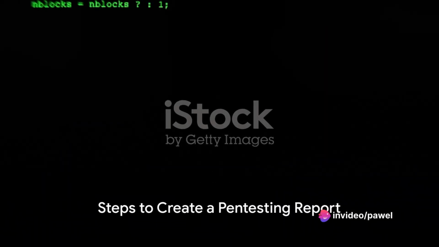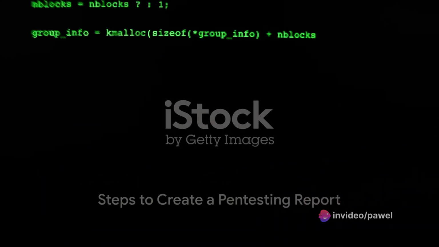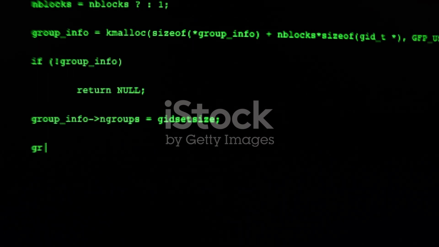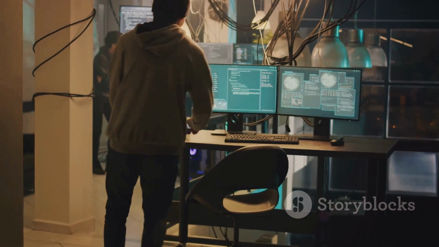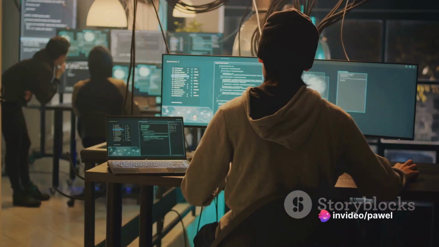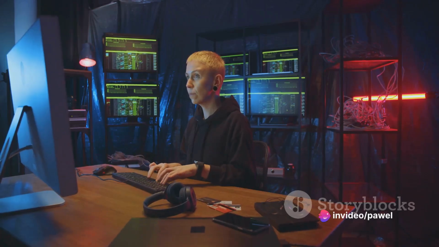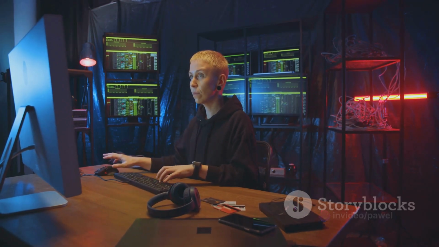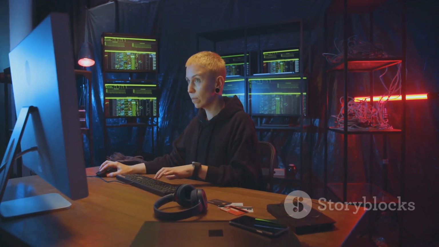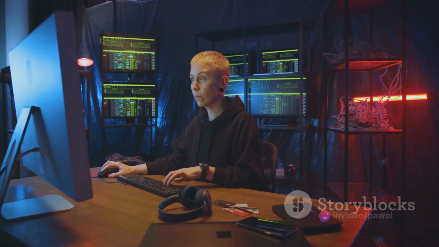Creating a pen testing report might seem daunting, but it's actually a systematic process. Let's break it down and walk through the steps together. First things first, the initial phase involves gathering and analyzing data. This is where you, as a pen tester, conduct your security assessment, identifying vulnerabilities and exploits. Be meticulous in your data collection, as the information you gather here will form the backbone of your report.